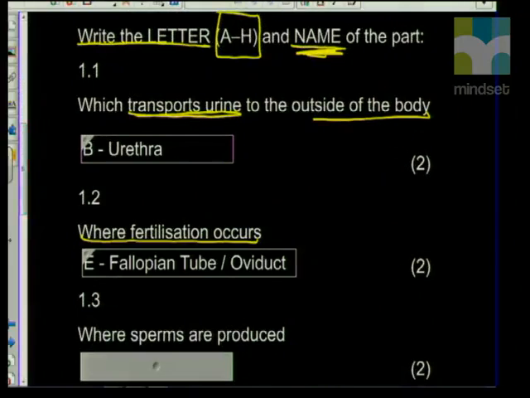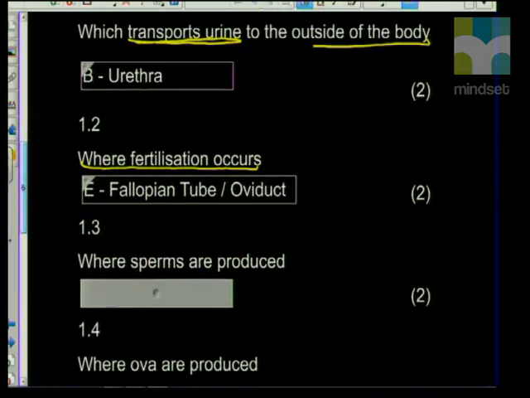Fallopian tube or oviduct, one of the two. Each one is exactly the same. They're like fallopian tubes though. Right, if we have a look at the next one, where is sperm produced?